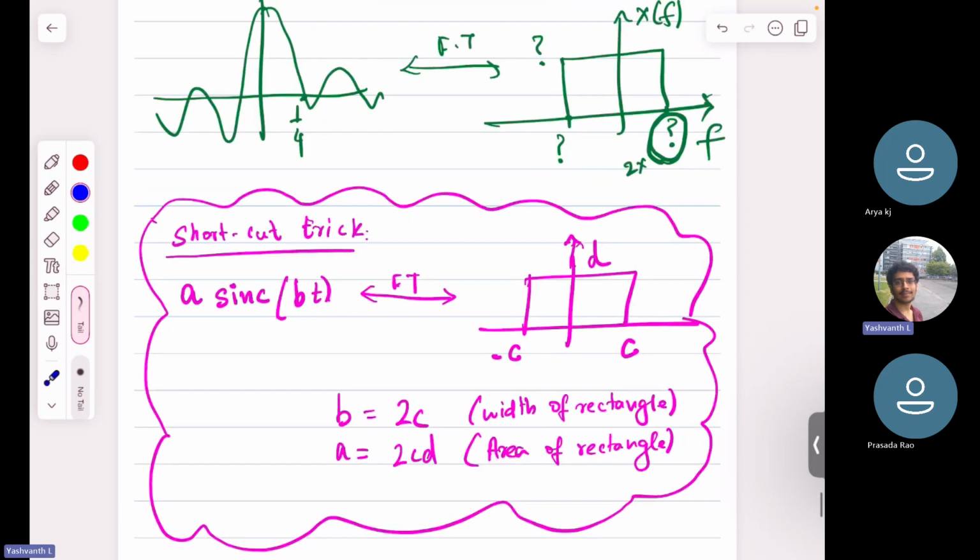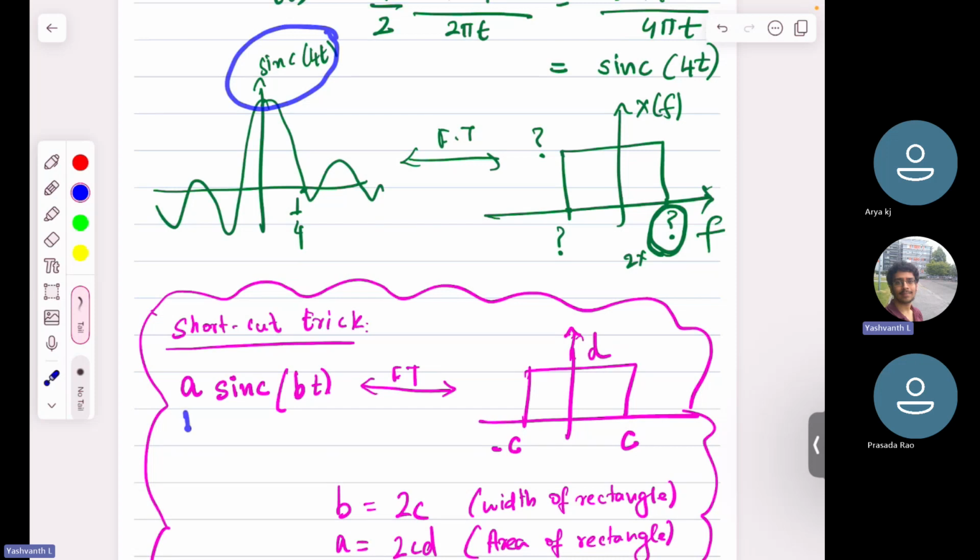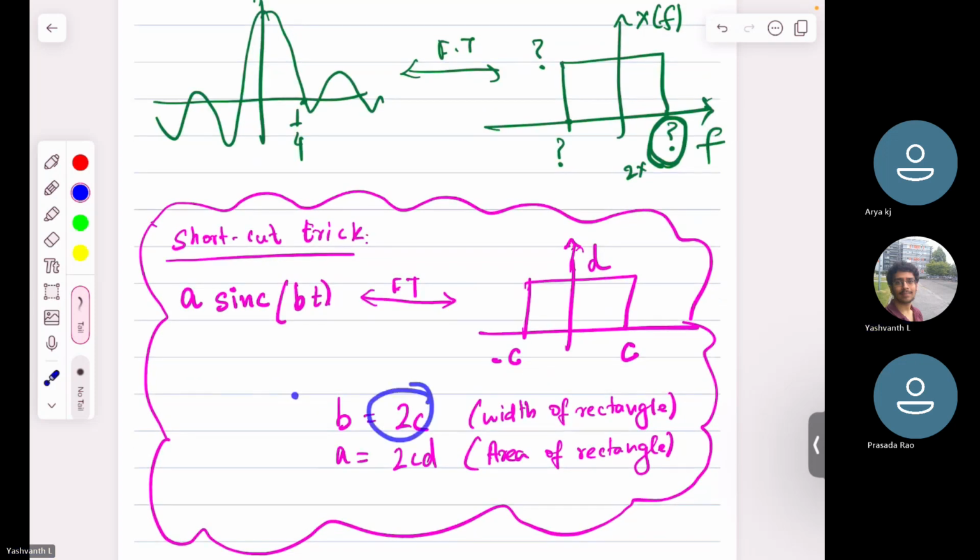You see, if I have sinc 4T, what is A? Equal to 1. What is B? Equal to 4. Correct? That means 2C is equal to 1 and 2CD is equal to 4. I will be immediately able to tell what your C and D are. So essentially what this shortcut trick does is, given a time domain signal, immediately you can write down the Fourier domain signal with the accurate values of the frequencies and the amplitude also.